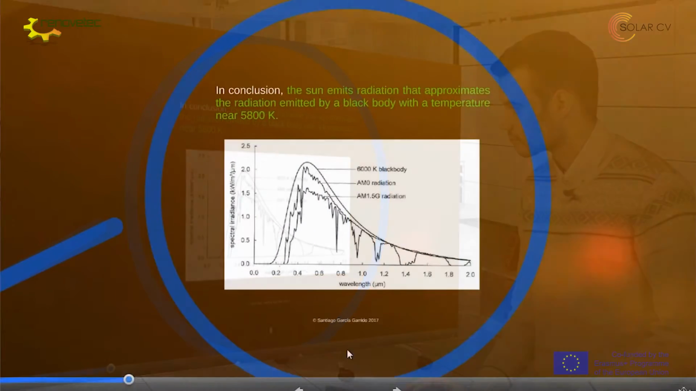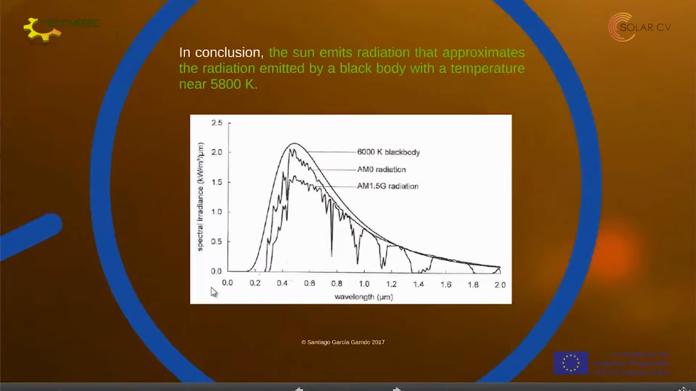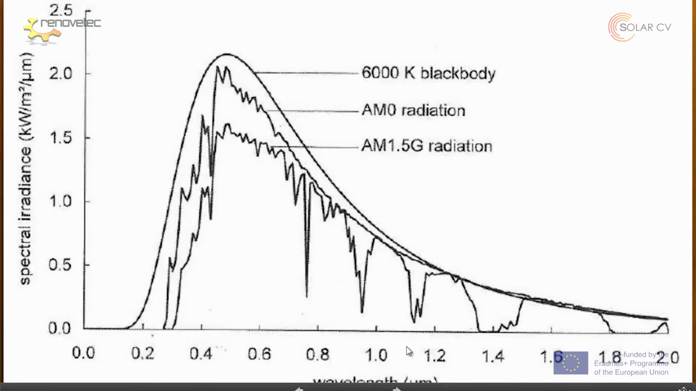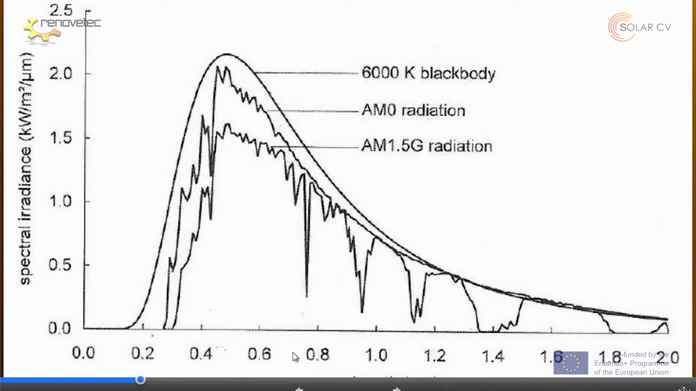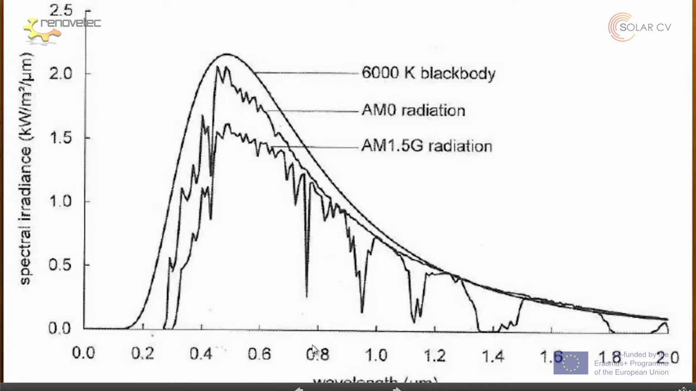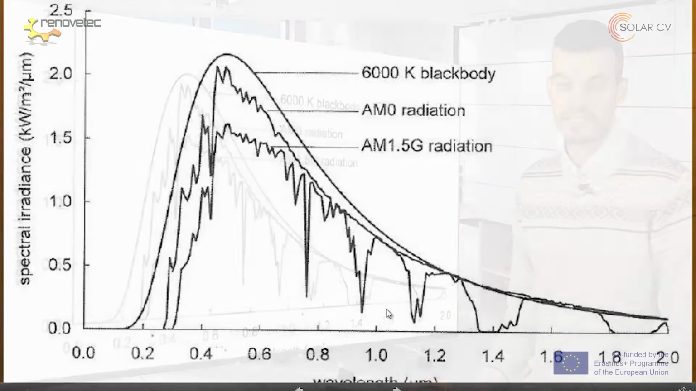Here in this chart we are able to see the irradiance, which is watts per meter square per wavelength, so really it is watts per meter cubic as a function of the wavelength. And for example, here we have a black body of 6000 Kelvin degrees, i.e. the Sun, and here AM 1.5, which is our standard.